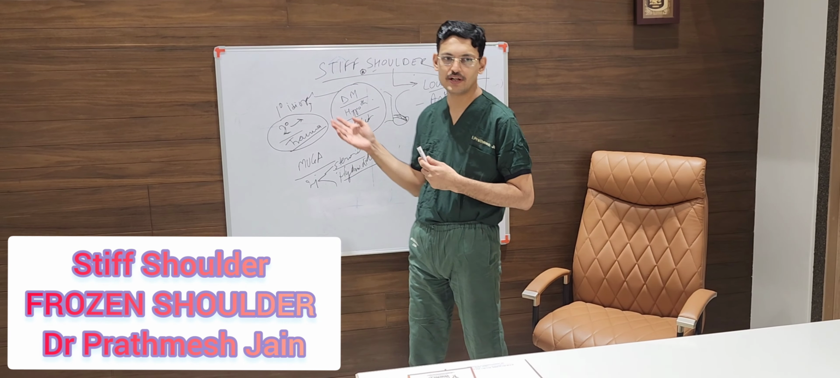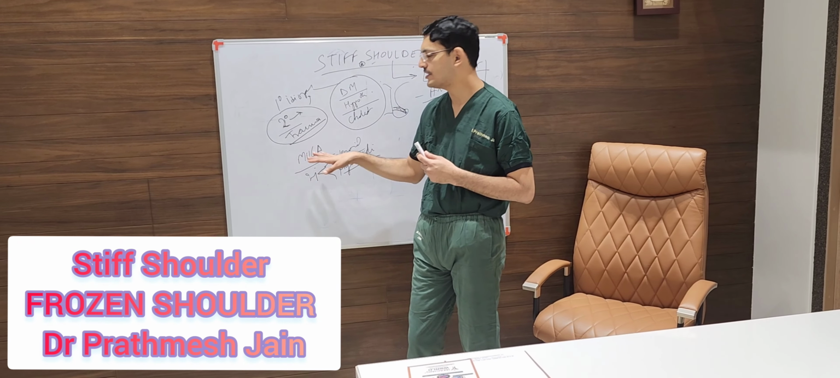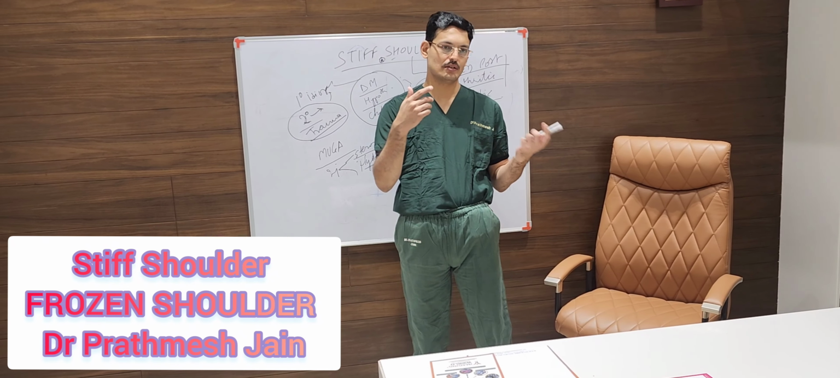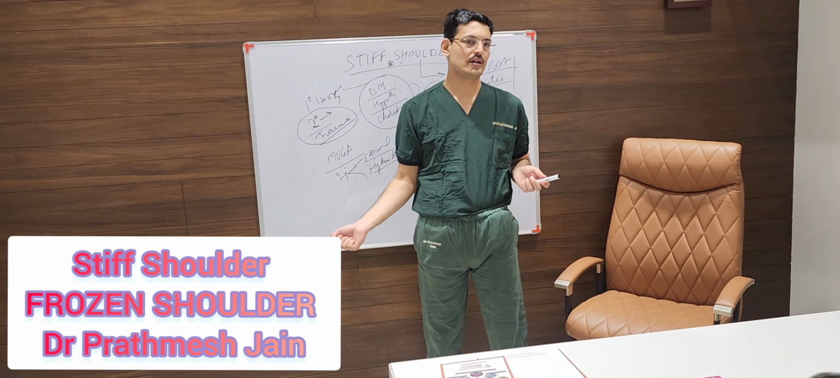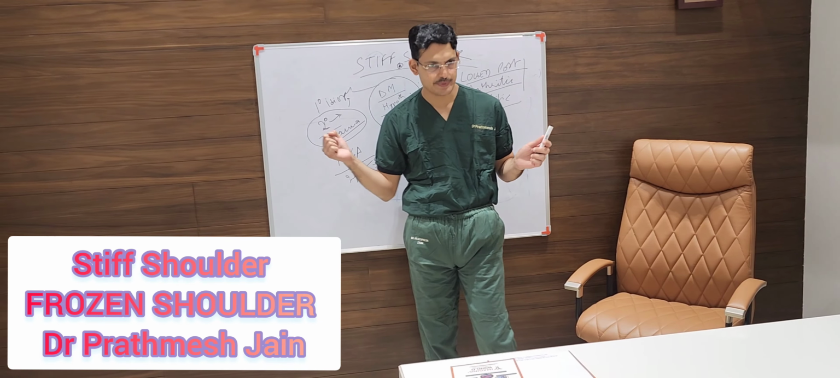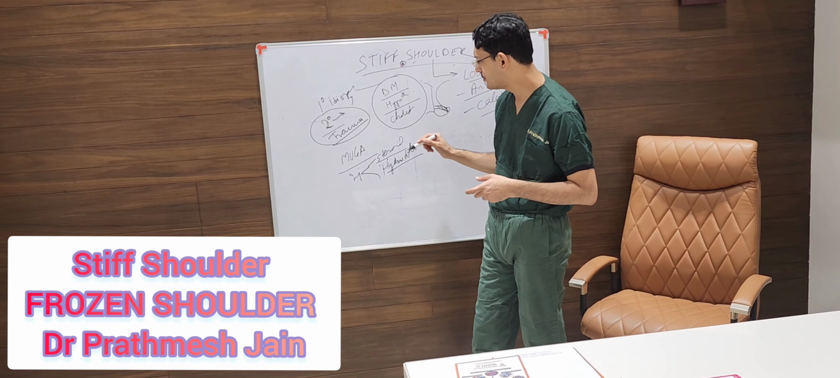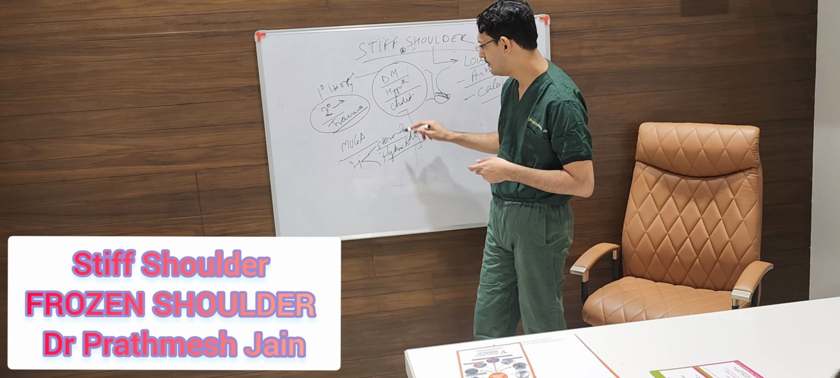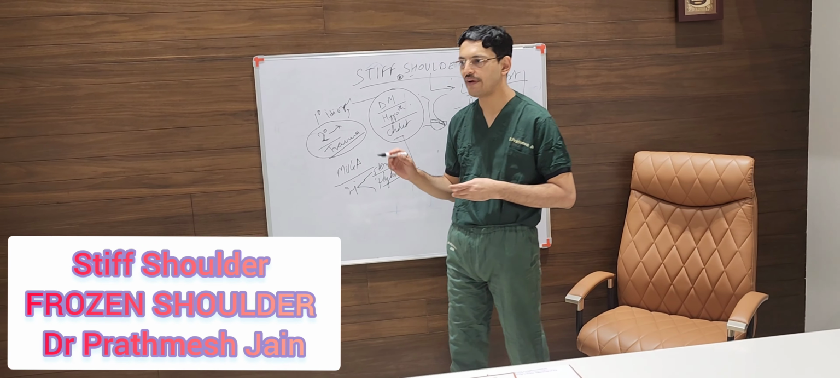What is MUGA? MUGA is manipulation under general anesthesia. The patient is anesthetized, and then you manipulate the arm to regain the motion. So you break the adhesions, forcibly. These are the three things, and then the final treatment.